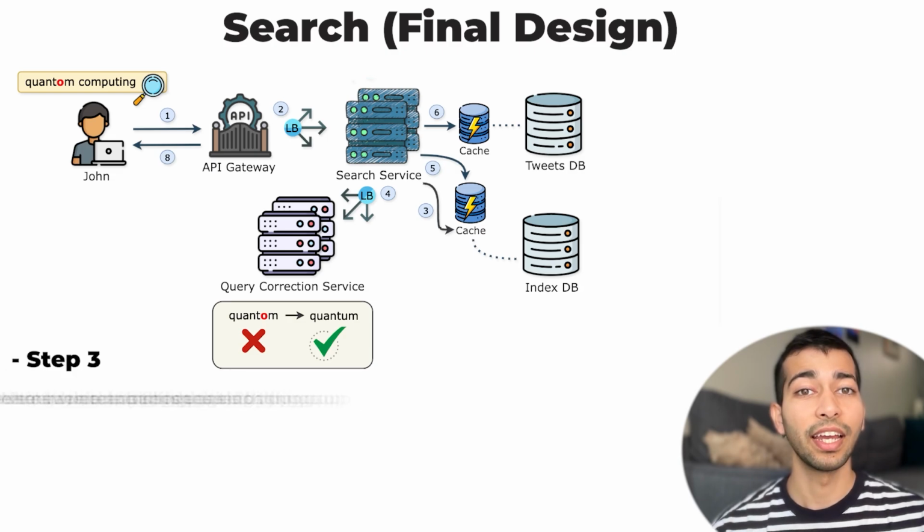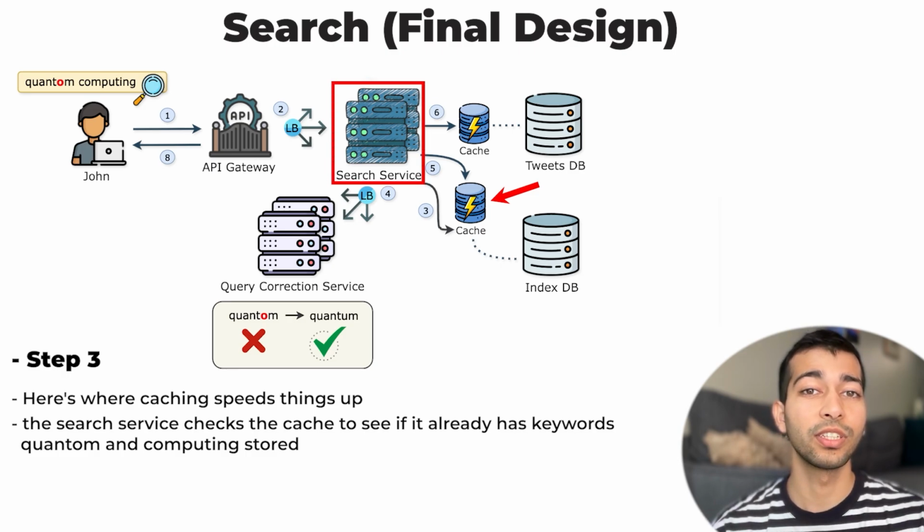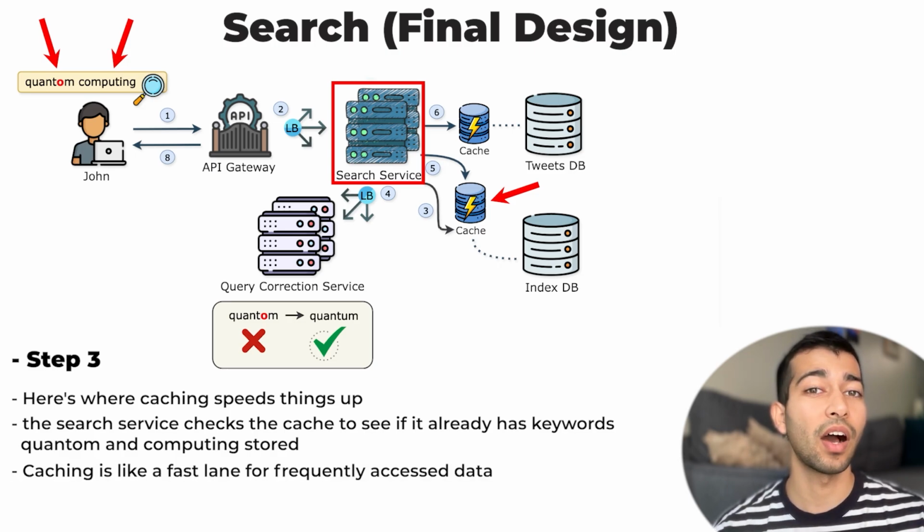Step number 3. Here's where caching speeds things up. Before hitting the database, the search service checks the cache to see if it already has the keywords quantum and computing stored. Caching is like a fast lane for frequently accessed data. It's super quick. So unfortunately, the cache doesn't have quantum here. So what next? Time for the index database.